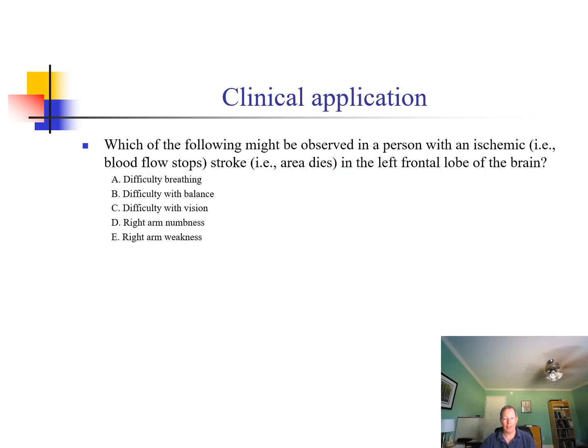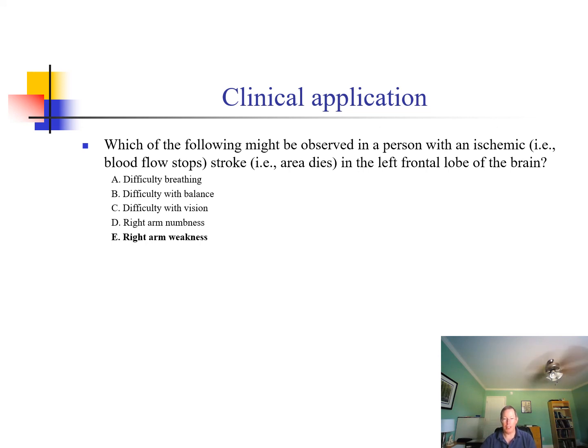So let's talk about an example. Which of the following might be observed in a person with an ischemic stroke in the left frontal lobe of the brain? Difficulty breathing, difficulty with balance, difficulty with vision, right arm numbness, or right arm weakness. So if you said right arm weakness, that's correct.